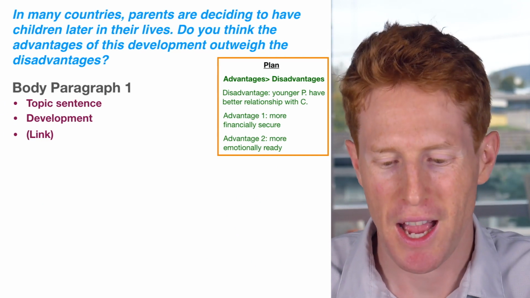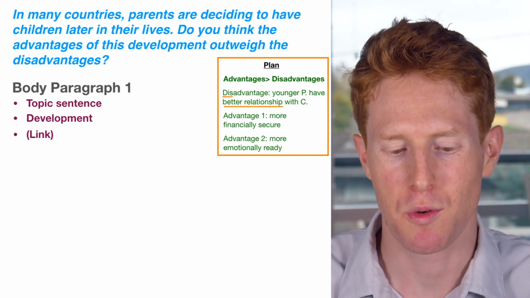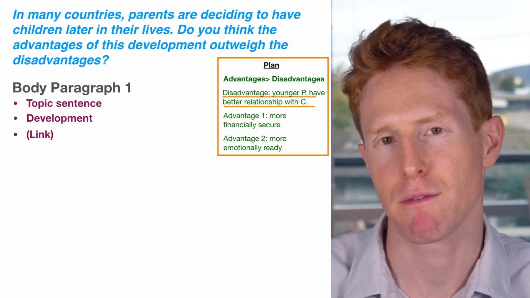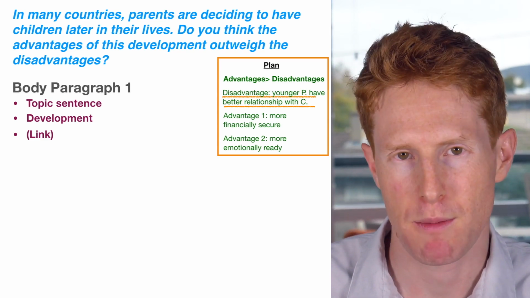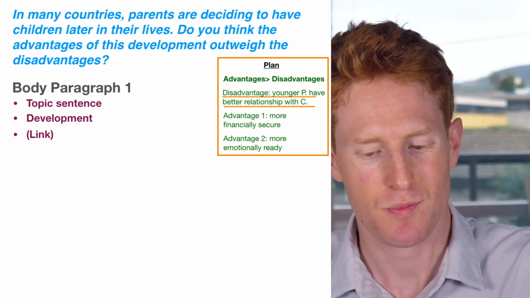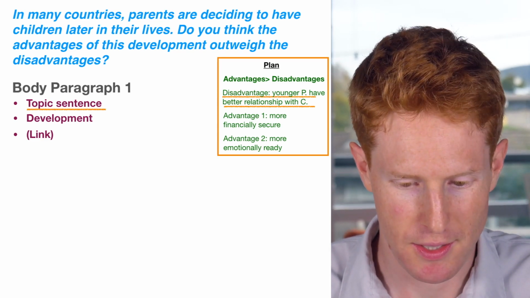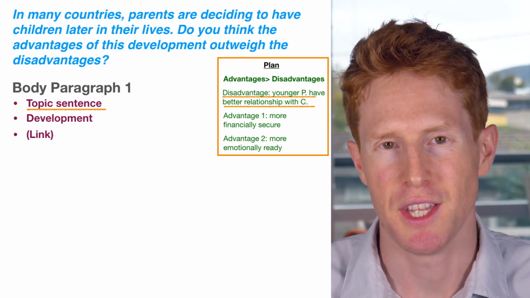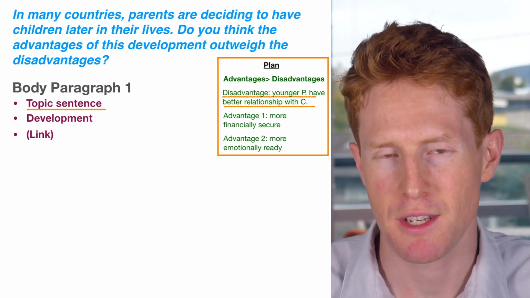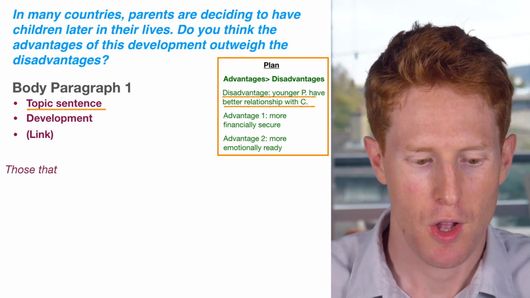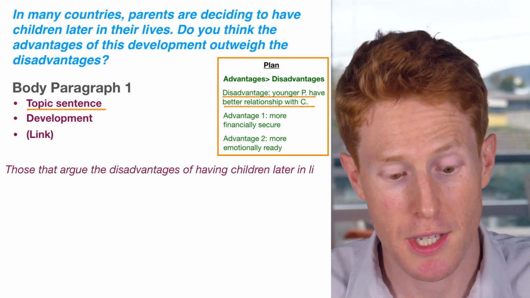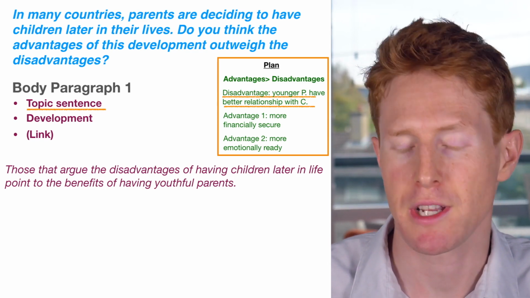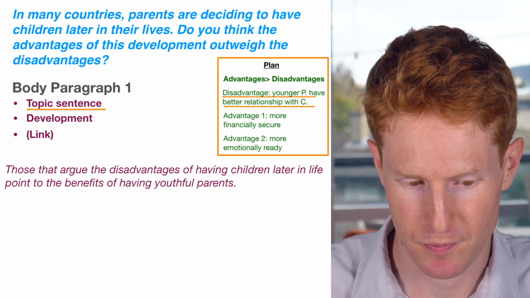Okay, so as I mentioned earlier, body paragraph 1 is going to look at the disadvantage. So one disadvantage, and we're going to have the topic sentence, development, and ideally a link. We start with the topic sentence, and this sentence needs to make it very clear to the examiner that this paragraph is about the disadvantages. Those that argue that the disadvantages of having children later in life point to the benefits of having youthful parents.